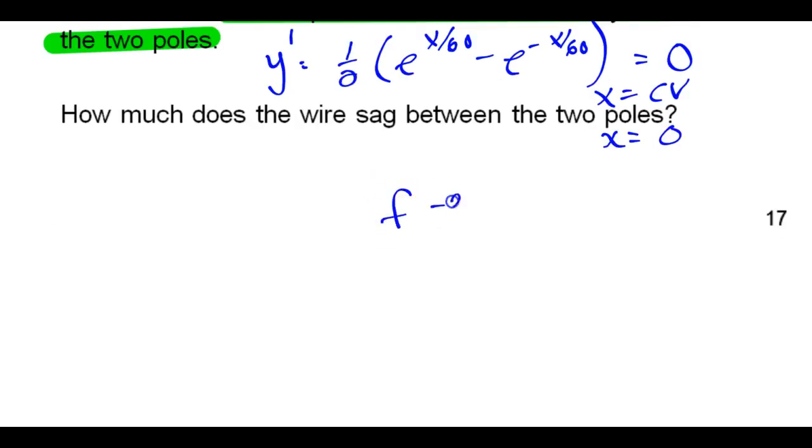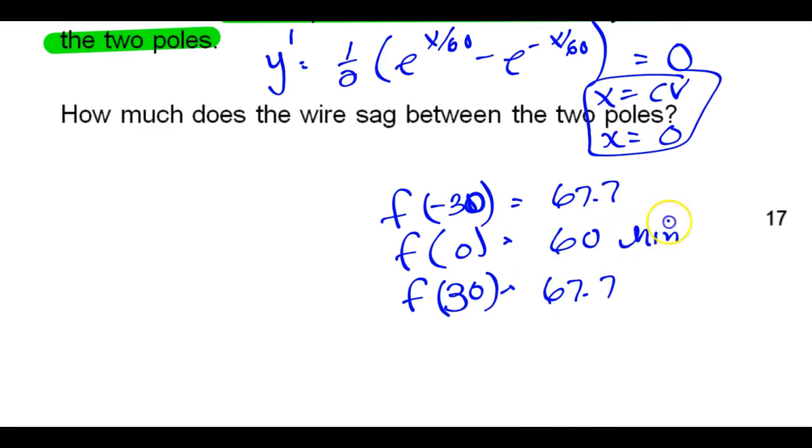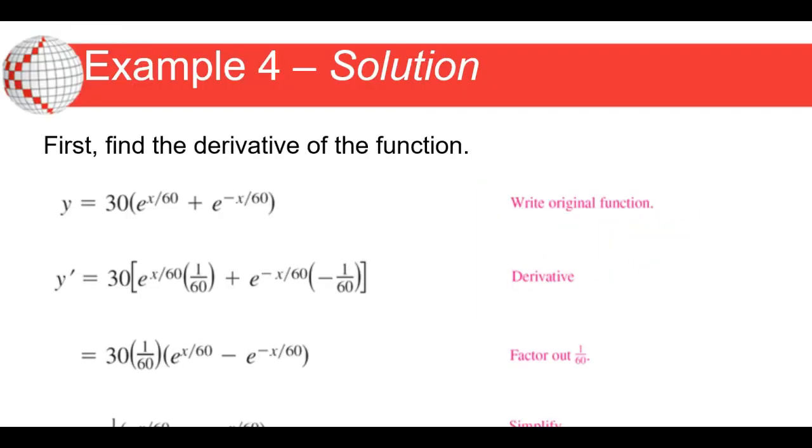So I would check f of the first endpoint, the far left endpoint, negative 30, f of the critical value, which I believe will turn out to be 0, we'll check that in a minute, and then f of 30. You really just go back to the original function and use your calculator and evaluate at those points. You could do a table setup, and sure enough, that's the minimum. That is the lowest point.